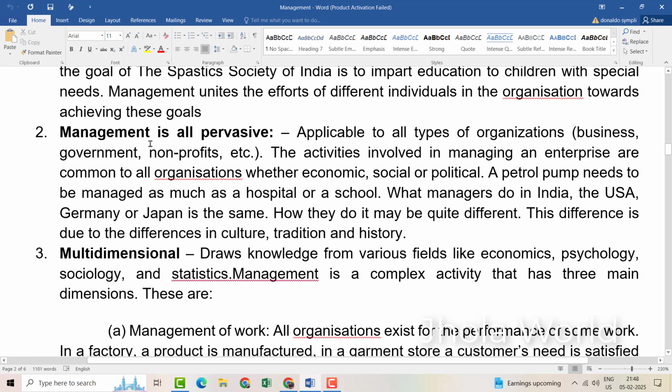Number two is, management is all pervasive. Pervasive means universal. So you cannot say that management is done only in a corporate organization or business. Management is done in every walk of life as well as all types of organizations. So to perform well, to achieve your target efficiently, you have to do management.